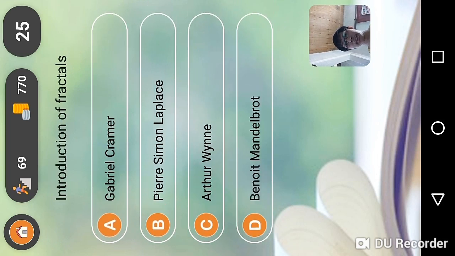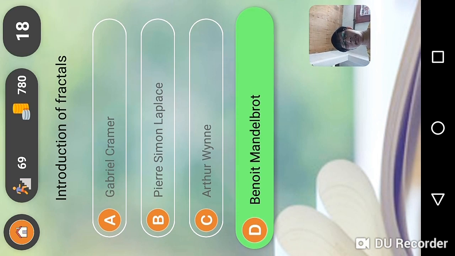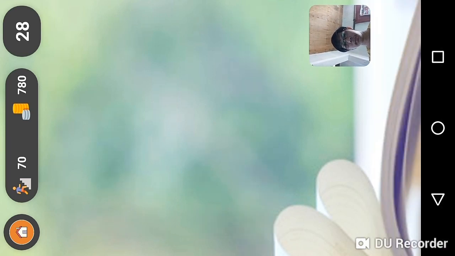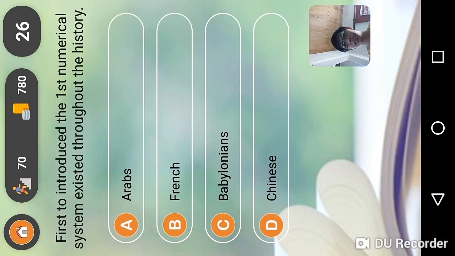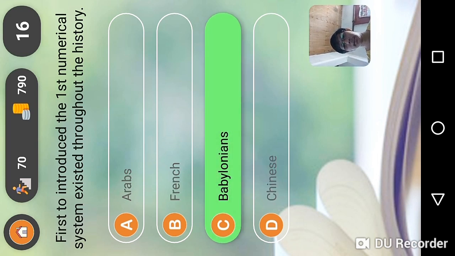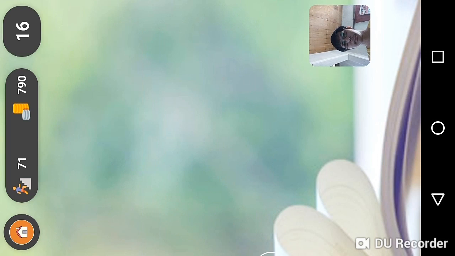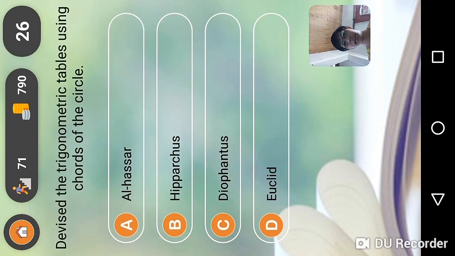Introduction of fractals. Kay Benoit Mandelbrot. First to introduce the first numerical system that existed throughout history. Babylonians. Devised the trigonometric tables using chords of the circle. Hipparchus.